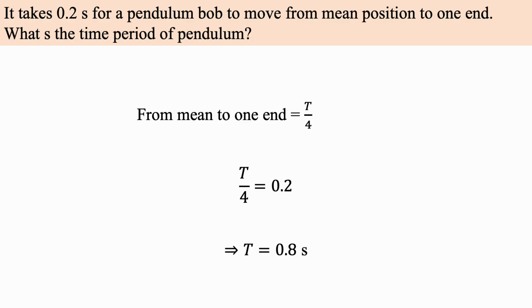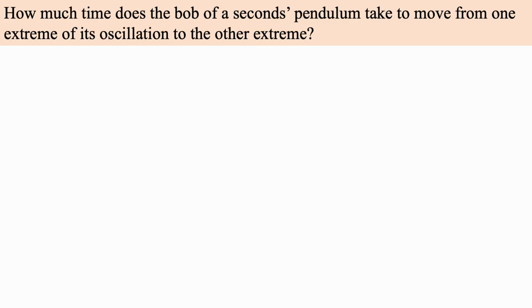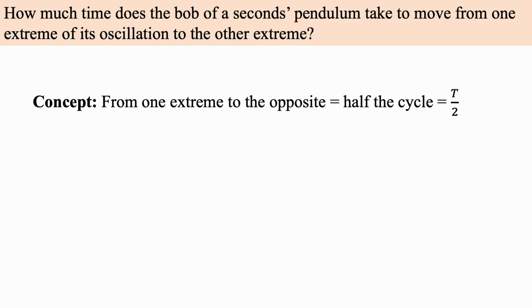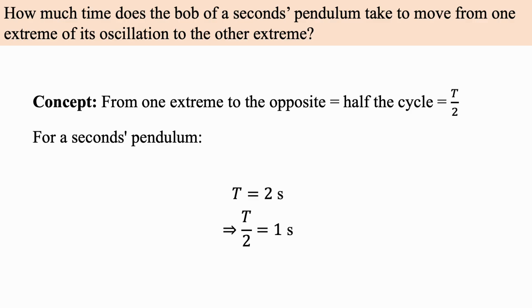How much time does the bob of a seconds pendulum take to move from one extreme of its oscillation to the other extreme? Now from one extreme to the opposite, that is half of the oscillation. So we could say it is T by 2. So for a seconds pendulum, we know that it takes 2 seconds to complete one oscillation. Time period is 2 seconds. So to complete half oscillation, it would take 1 second.